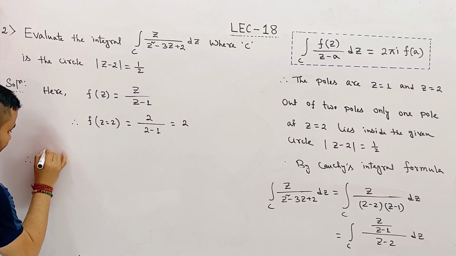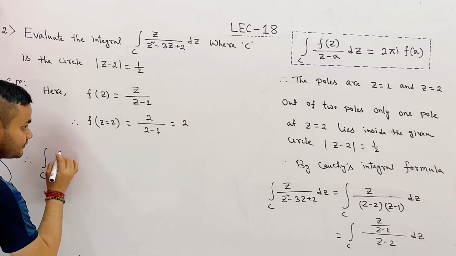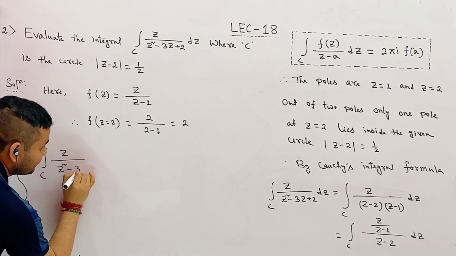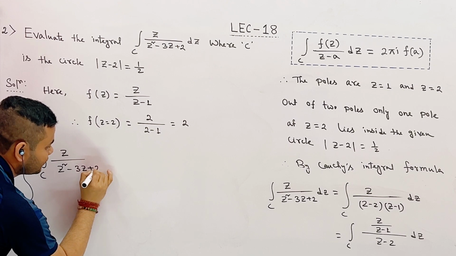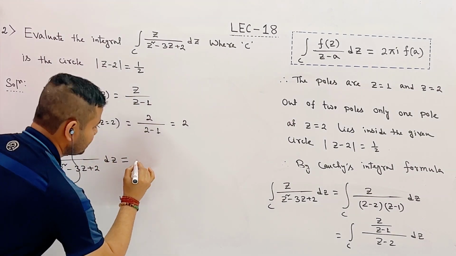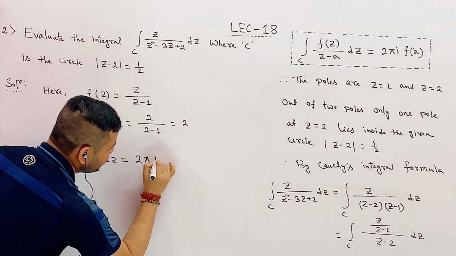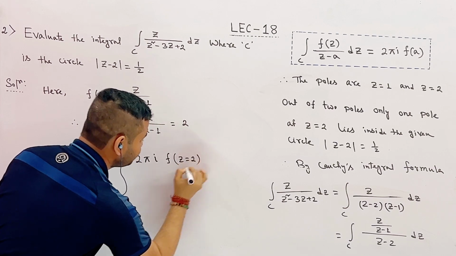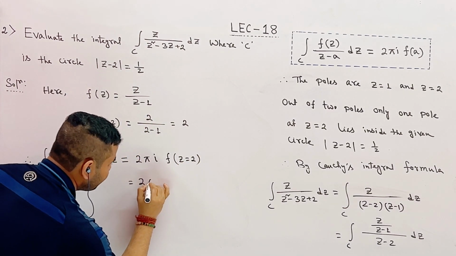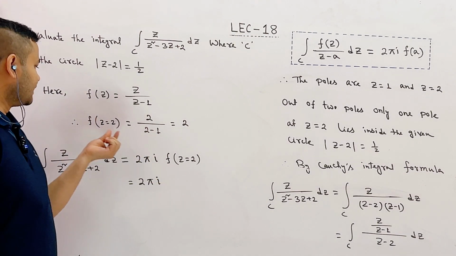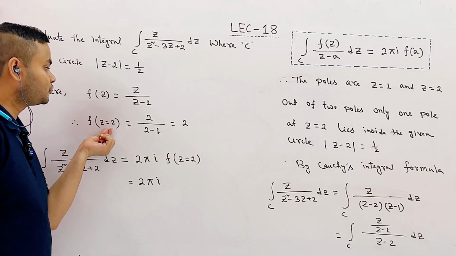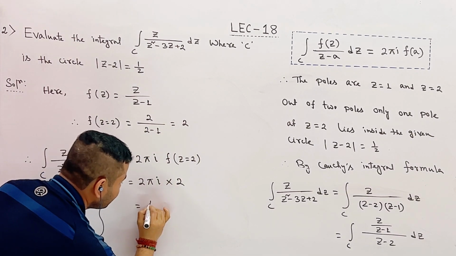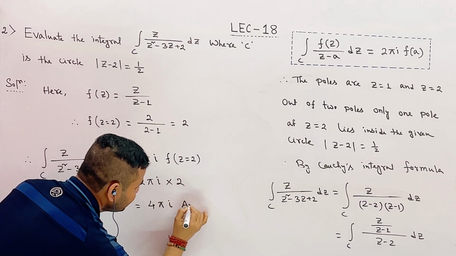So therefore, integration along closed curve C, z divided by z square minus 3z plus 2 into dz is equal to twice pi iota into the value of the function at the singular point z equal to 2. We know the value of the function at the singular point z equal to 2 is 2. So twice pi iota into 2. After simplifying, we will get 4 pi iota, which is the answer.